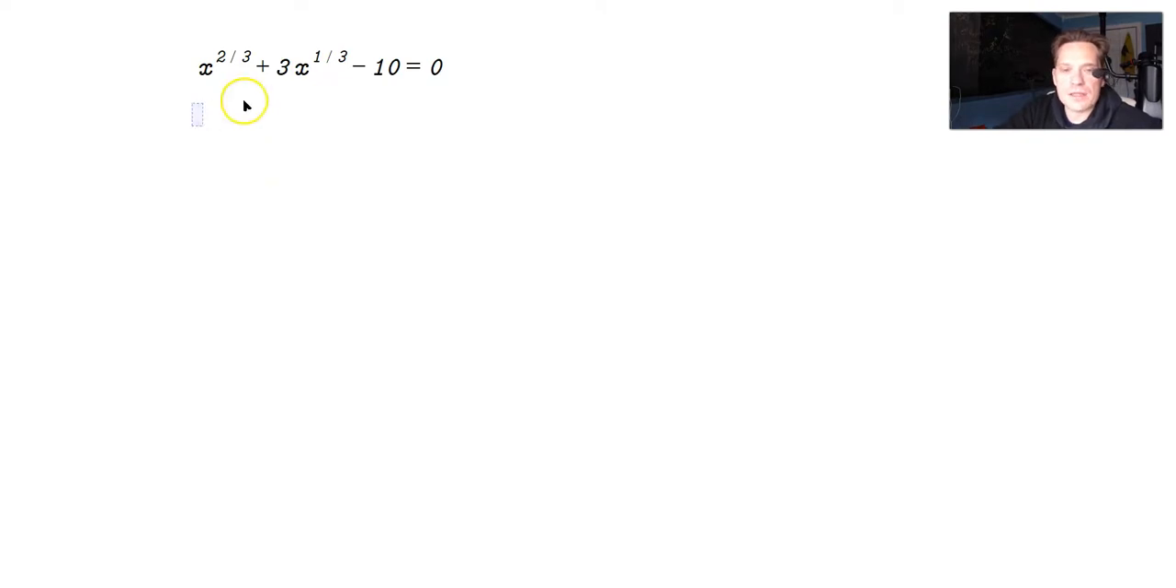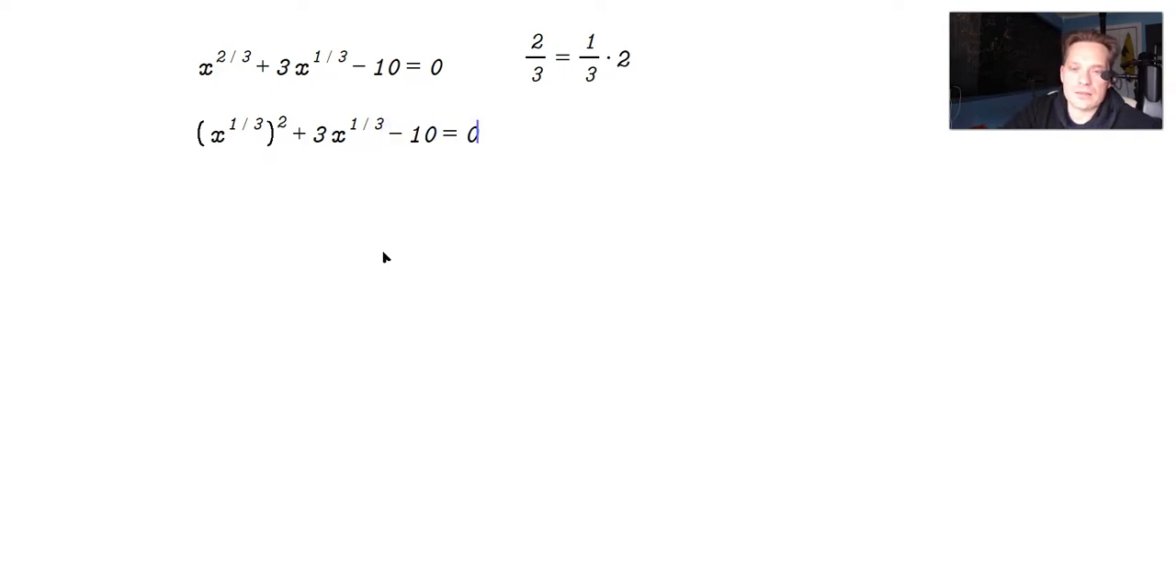Now remember when we say 2/3 up here, one way to see this is to write that it's 1/3 times 2, with the 3 in the bottom, right? So 1/3 times 2. We can use that here. It's going to give us the following: x raised to the 1/3 and then the whole thing squared, because a third times 2 is 2/3. And then you're going to have plus 3x raised to the 1/3 again, minus 10 is equal to 0.